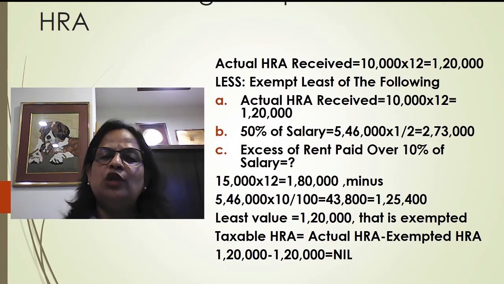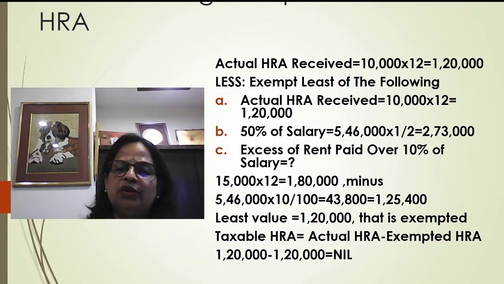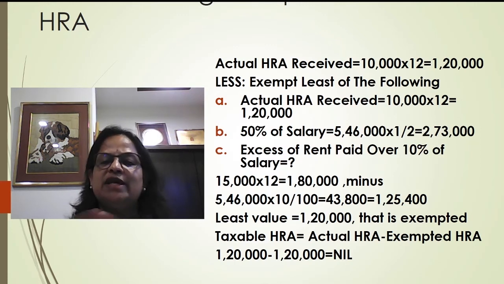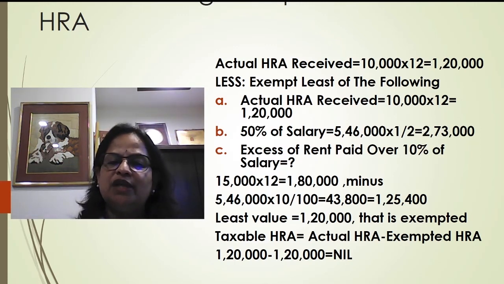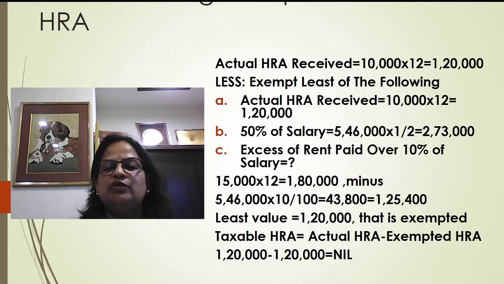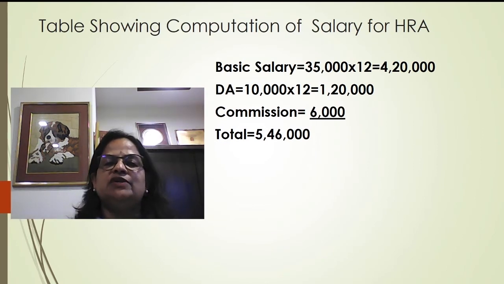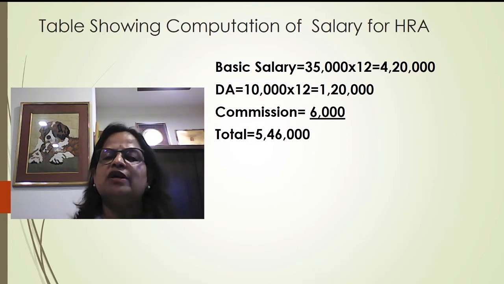So from this value, 1,20,000, 2,73,000, 1,25,400, now you have to remember that this least value 1,20,000 is exempted. So taxable HRA: actual HRA received is also 1,20,000, exempted value is also 1,20,000. So it will be nil. Now how you got 5,46,000? I told you here DA is entering into retirement benefits. So basic salary 35,000 into 12, 4,20,000. DA is 10,000 into 12, 1,20,000. Commission is 6,000. So total salary for the computation of HRA is 5,46,000.